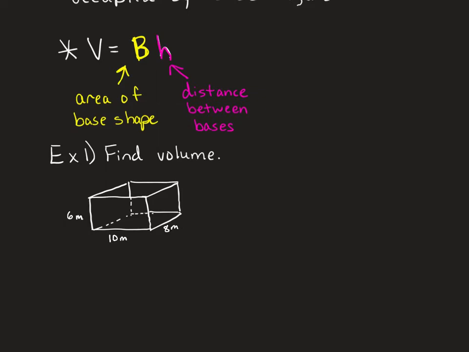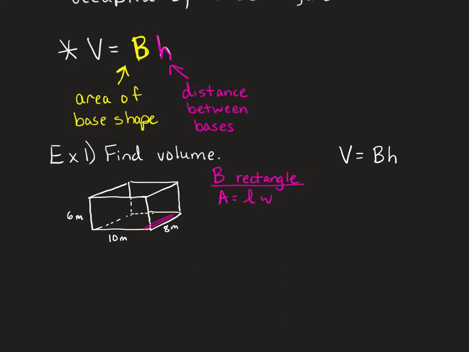So when we're finding this volume, we're going to start with that volume formula over here. We'll go to the side and say volume is equal to the base area times the height. But we need to start with the base area. So I'm going to name that shape for the base. It's a rectangle. So when I'm looking at capital B, I'm actually finding the area of a rectangle.